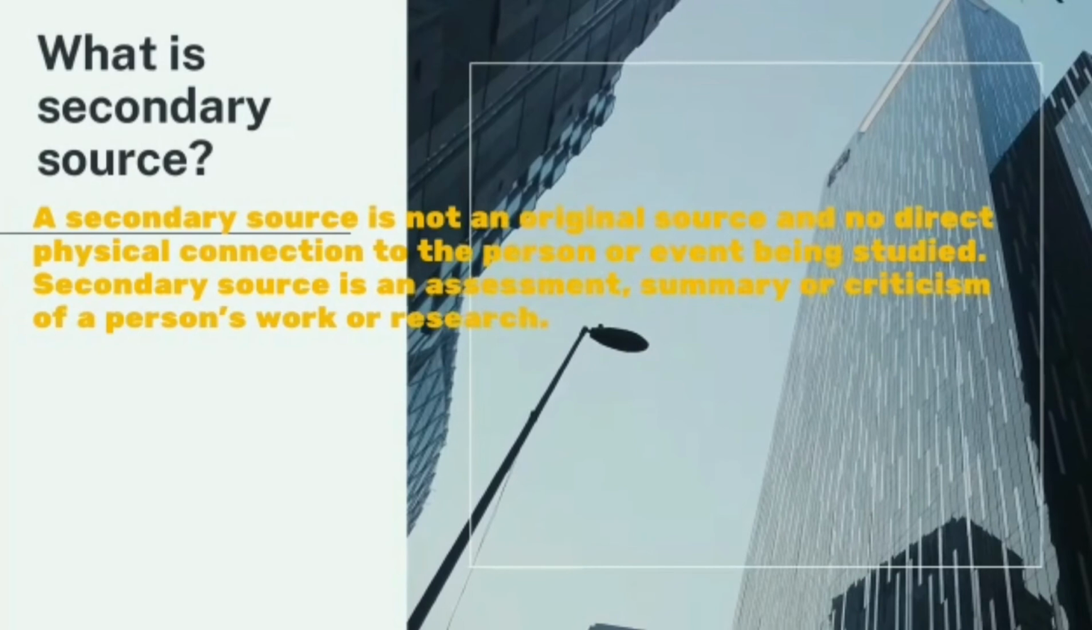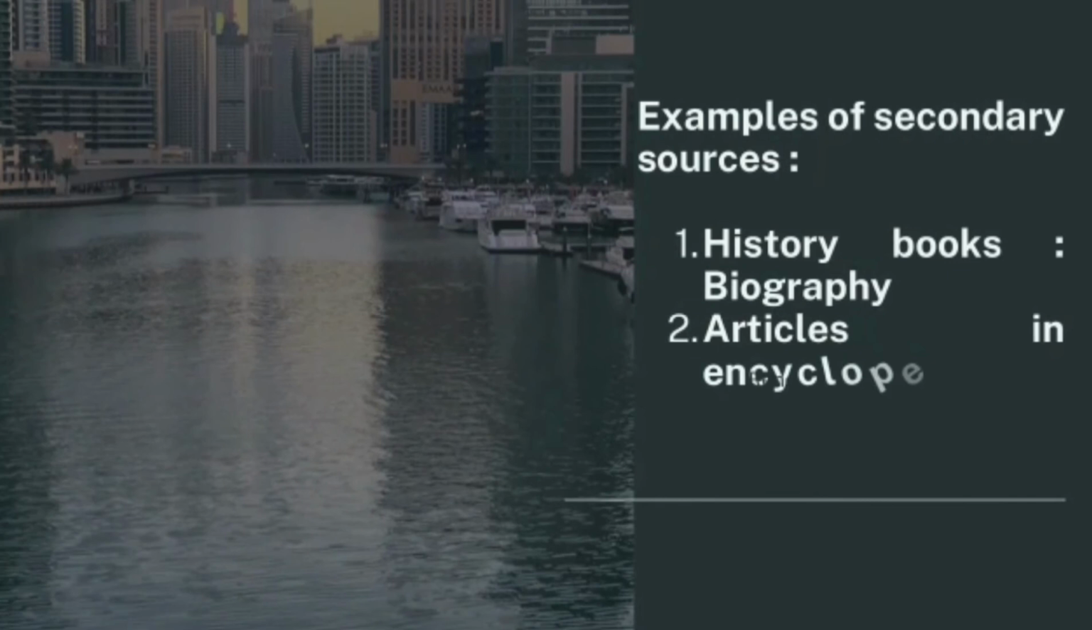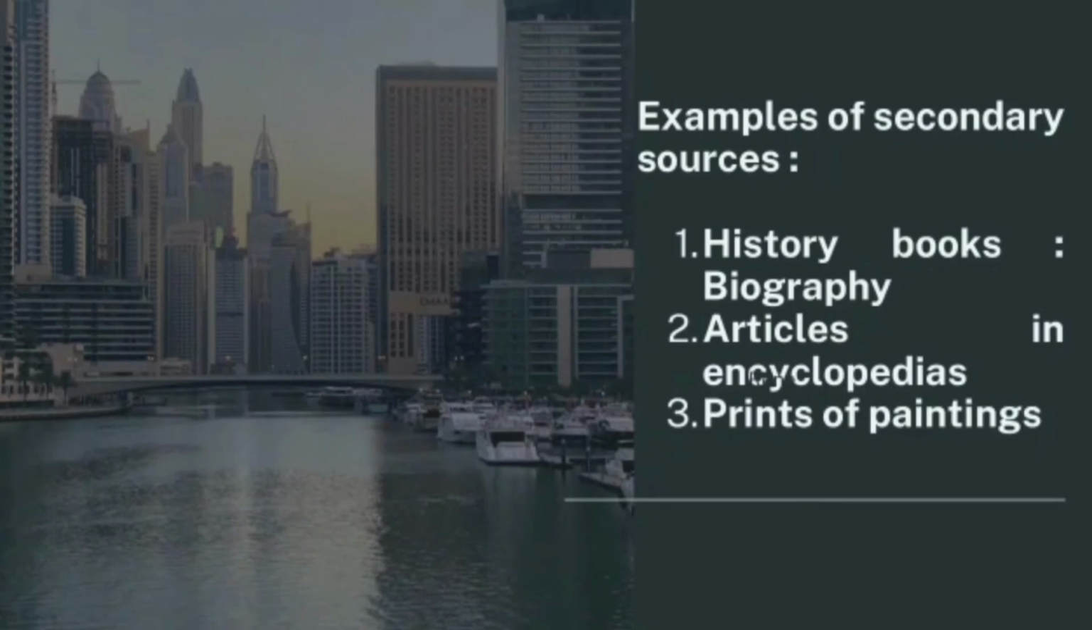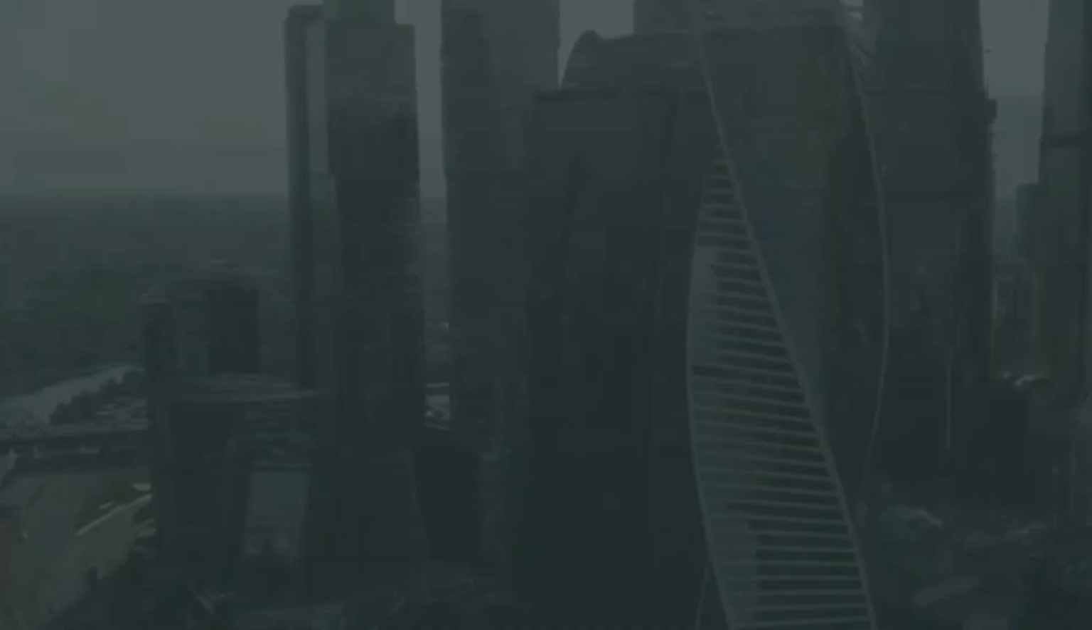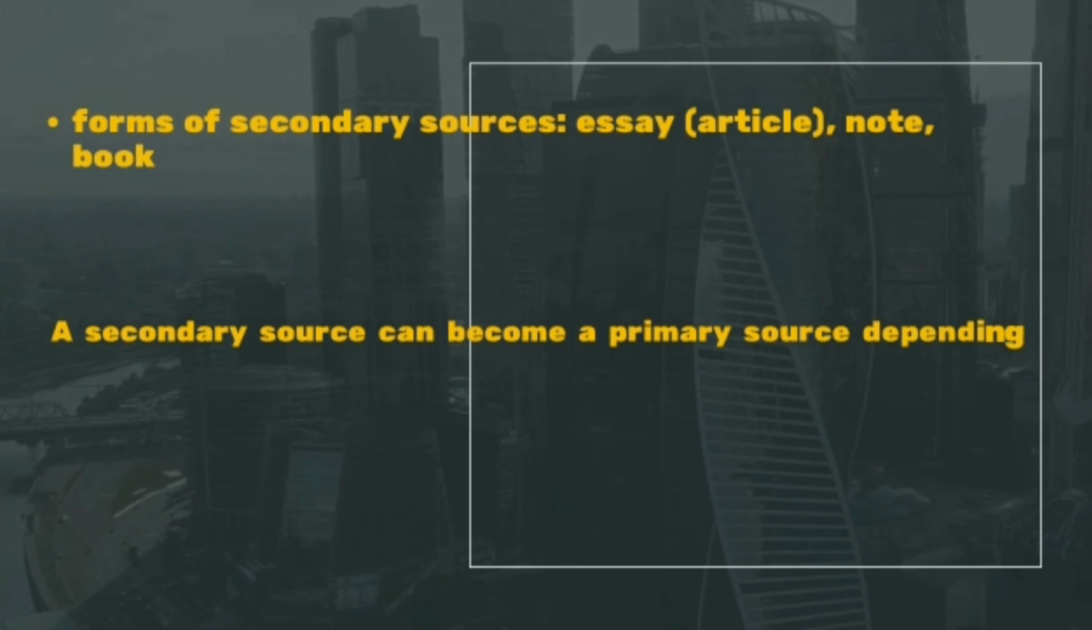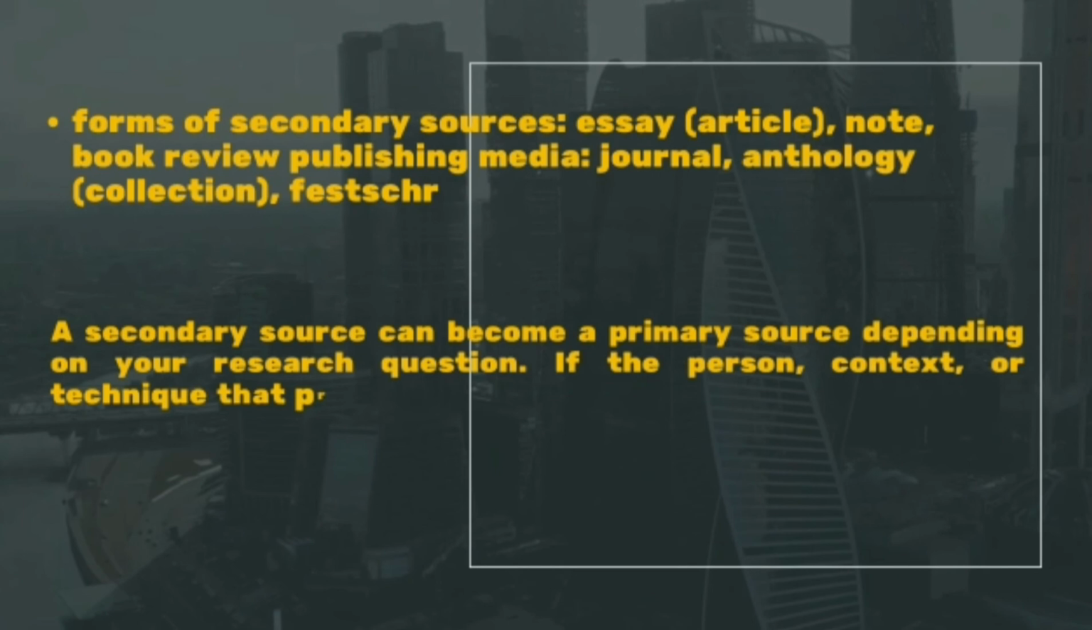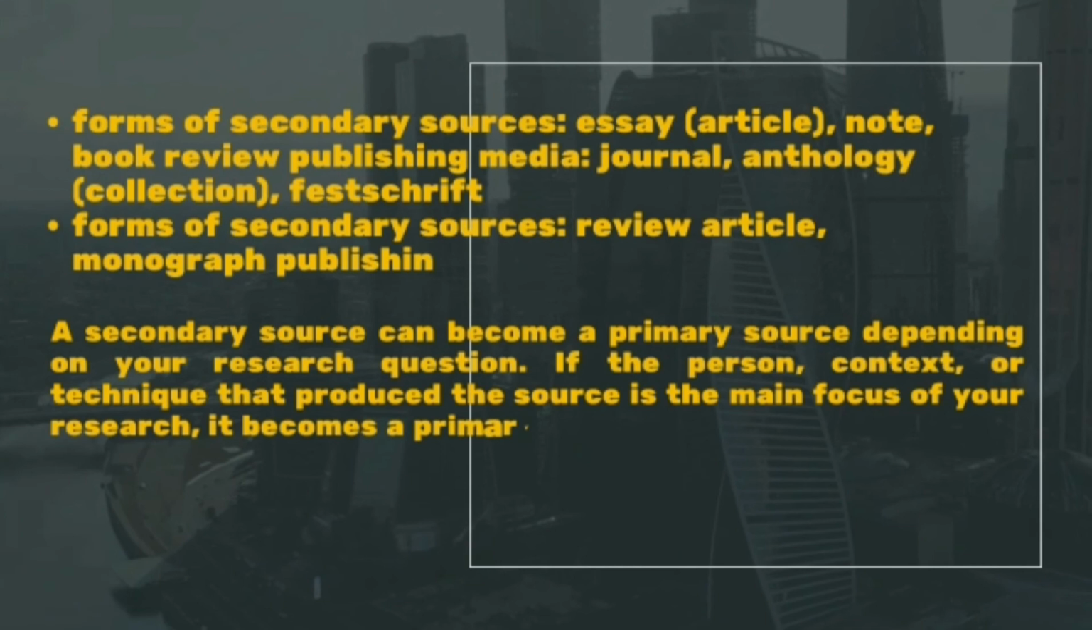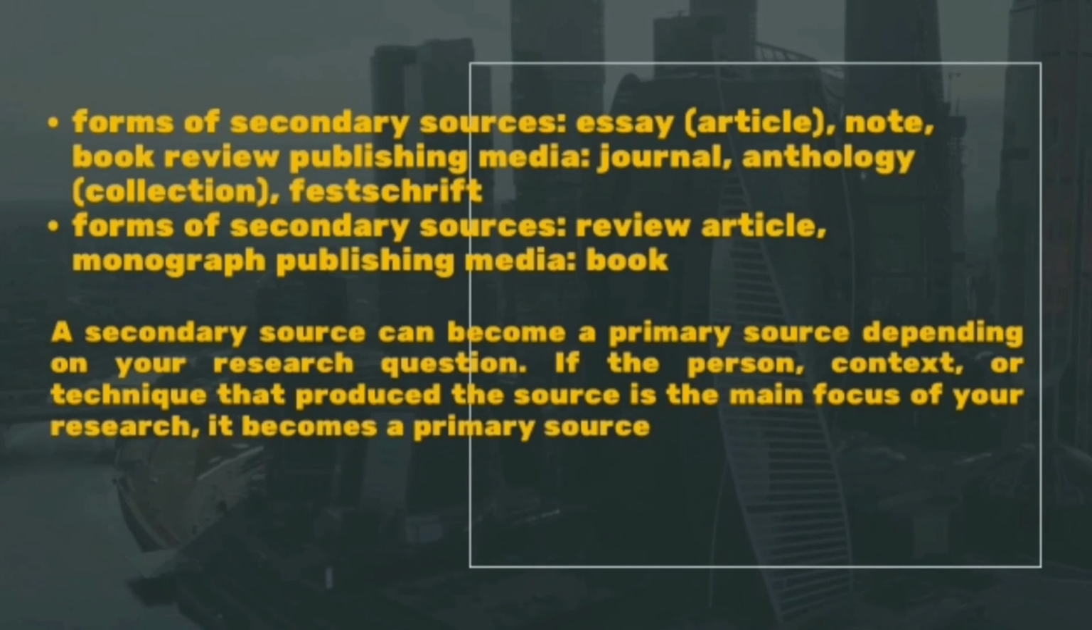Examples of secondary sources. First, history books and biographies. Second, articles in encyclopedias. Third, prints of paintings. Forms of secondary sources: essay or article, note, and book review. In publishing media: journal, anthology or collection, and fanscript. Forms of secondary sources: review article and monograph. In publishing media: book.